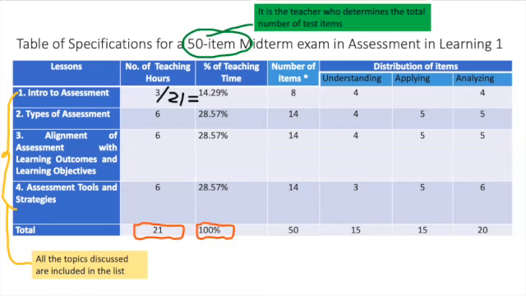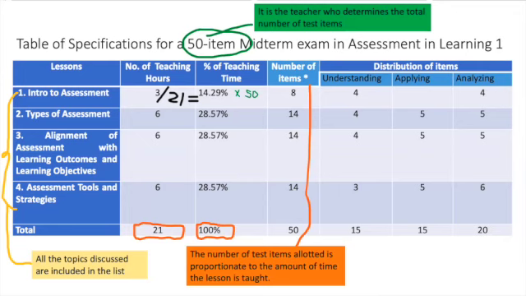The fourth column is the number of items. To get the number of items for each lesson, all you have to do is just multiply 50, which is the total number of test items, by the percentage of teaching time. So 14.29% by 50, the number of items for lesson 1 is 8. If we do the same for lesson 2, lesson 3, and lesson 4, 28.57% multiplied by 50, the answer is 14. So we have a total of 50 items.